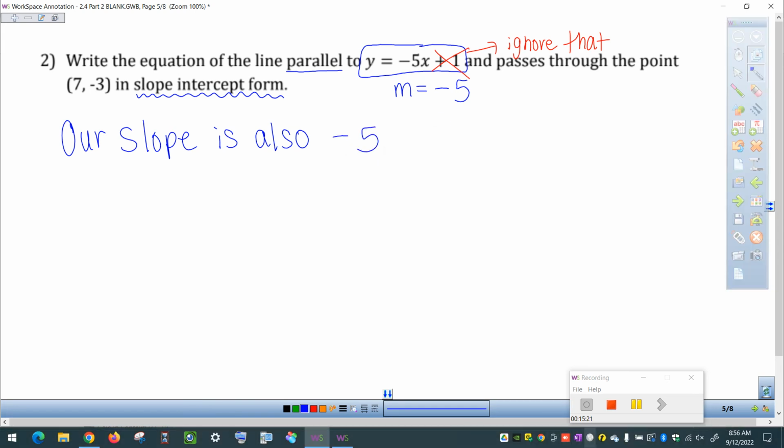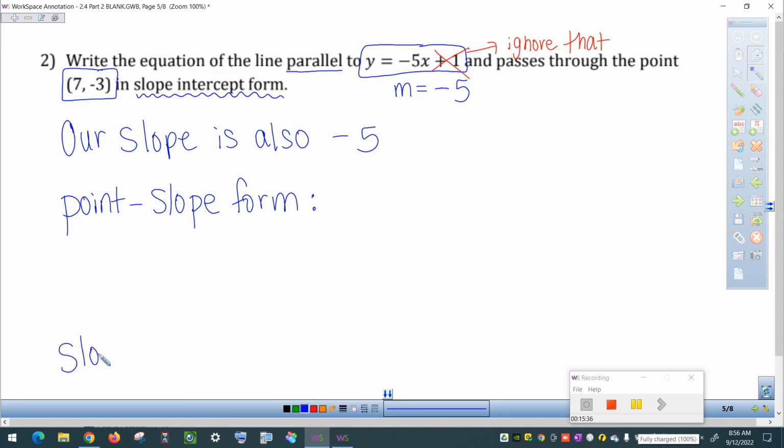All right, so using our slope and using the point that it passes through, I want you to go ahead and put it in point slope form. This is going to be an in-between step that's going to help us eventually get to our answer of slope-intercept form. So point slope form is just what we did in the previous problem.